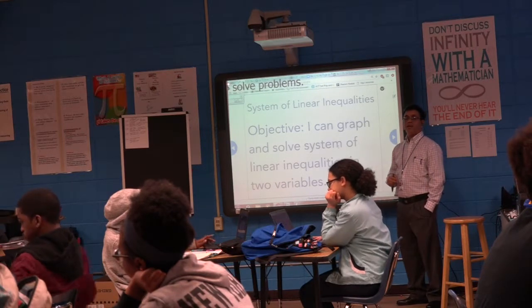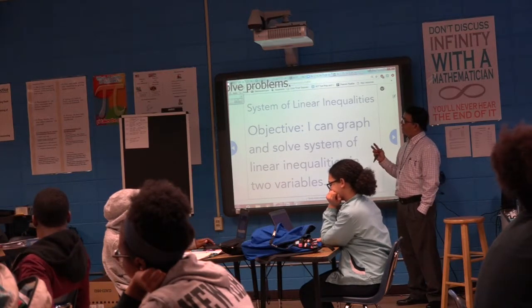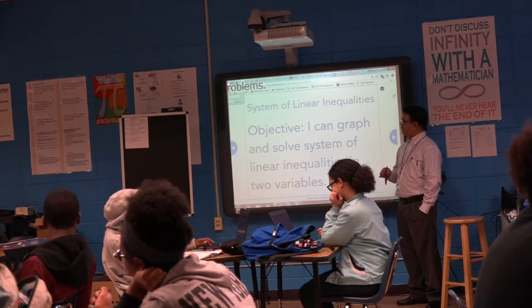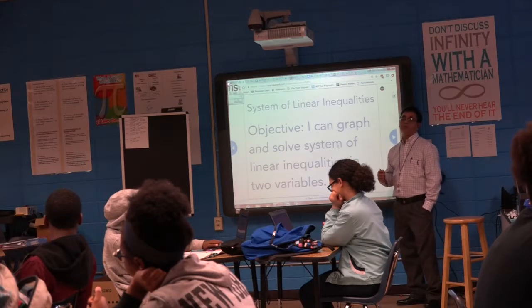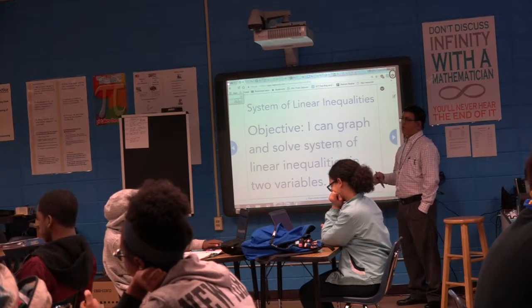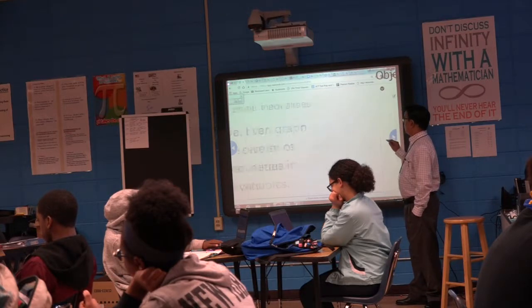That common shaded area will have points that will satisfy both the inequalities. So we're going to call it the solution area, and then we'll apply this skill to solve different real life problems also later on.